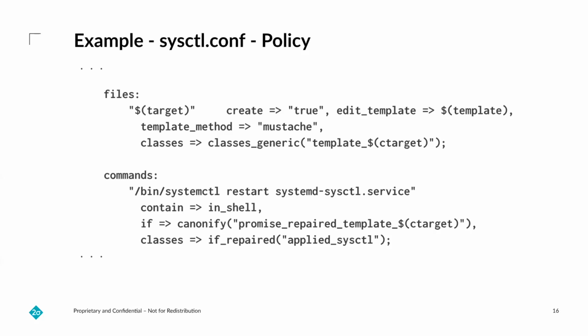If anybody's not familiar with classes generic, it's a really nice way to see, after a promise, if you use classes generic, was that promise kept? Was that promise repaired? And there is one for broken. I don't know off the top of my head what that one's called. I bet Nick does. Broken.